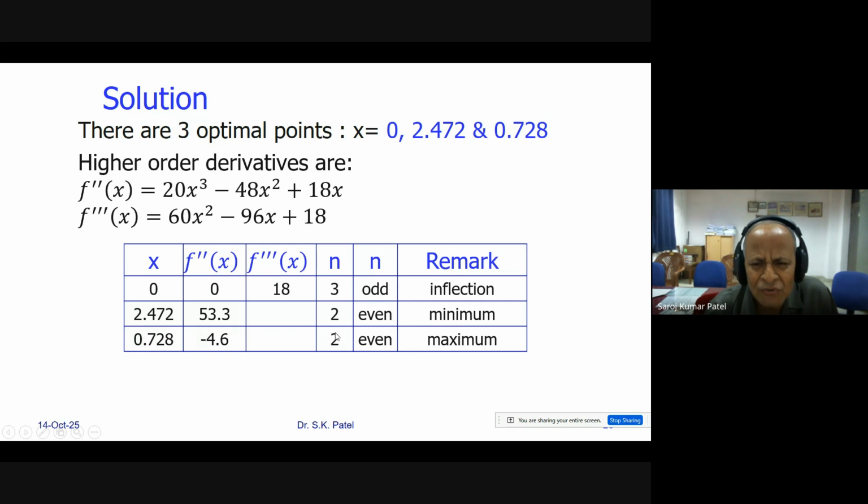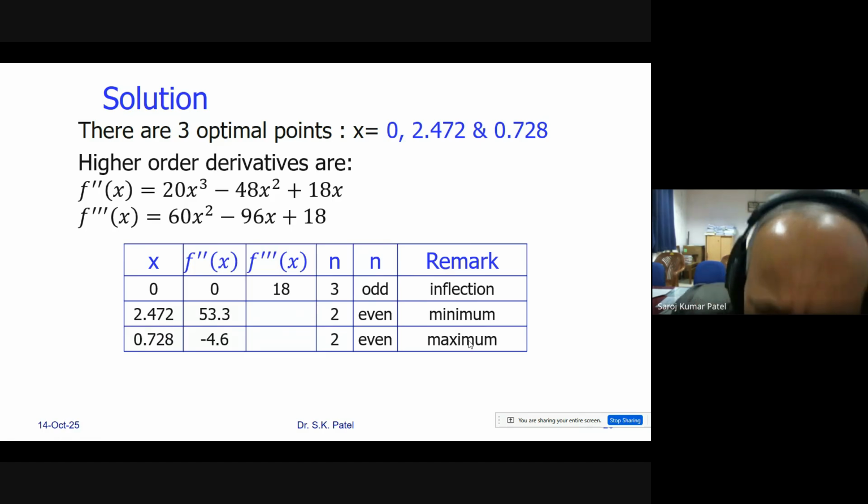That's why here also n is equal to 2, and this is even. And since this non-zero value, minus 4.6, is negative, the objective function f of x will have a local maximum at x equal to 0.728. So thus, at these 3 points, we get 3 different types of results. At x equal to 0, we get a point of inflection. At x equal to 2.472, we get a local minimum. At x equal to 0.728, we get a local maximum. And this result is 100% accurate.